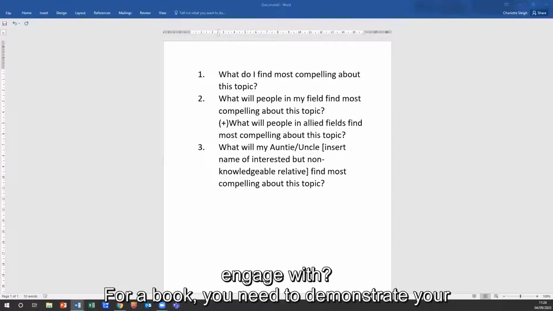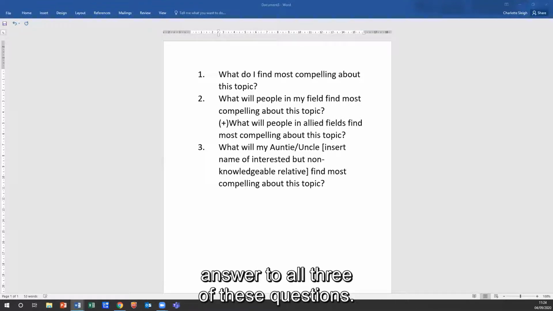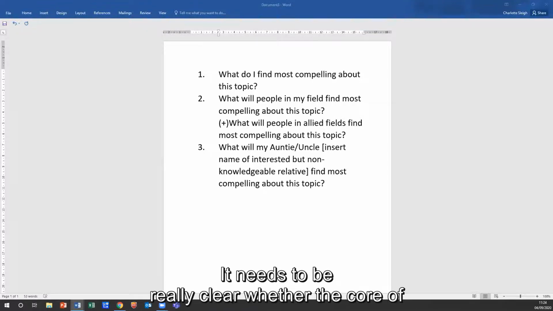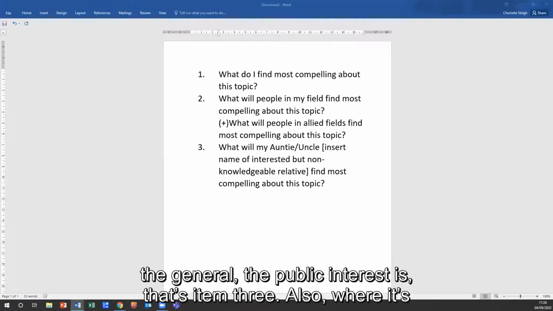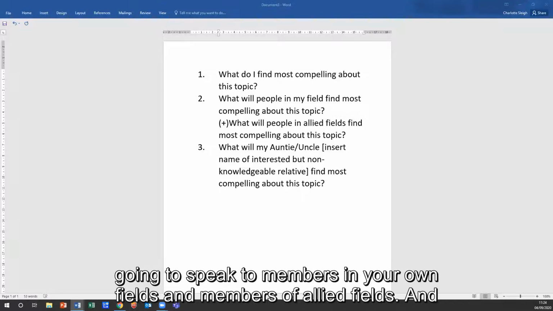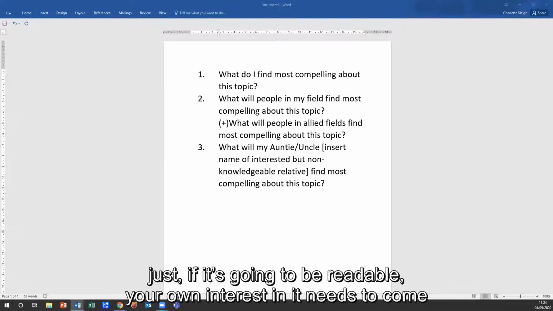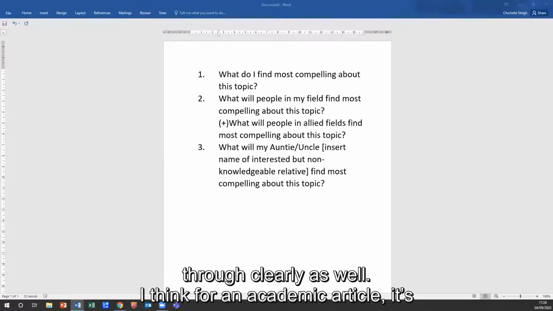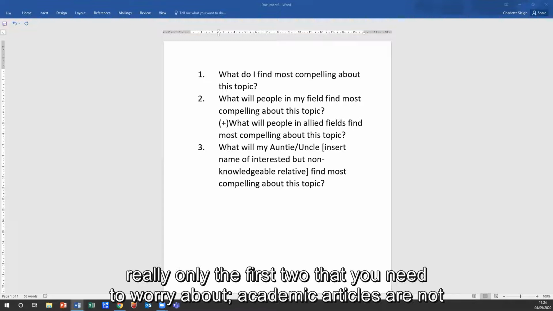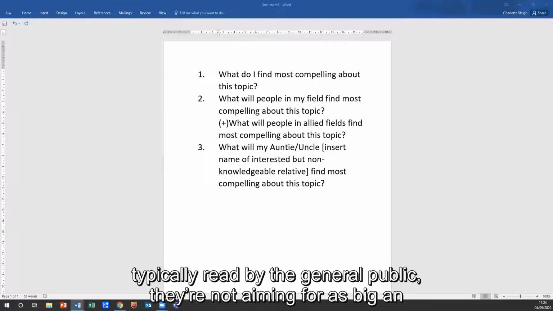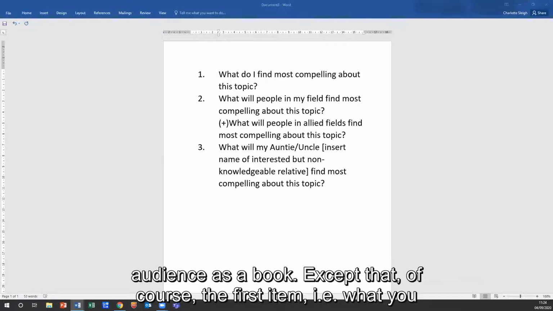For a book, you need to demonstrate your answer to all three of these questions. It needs to be really clear where the core of the general, the public interest is, that's item 3. Also, where it's going to speak to members of your own field and members of allied fields, and just, if it's going to be readable, your own interest in it needs to come through clearly as well. I think for an academic article, it's really only the first two that you need to worry about. Academic articles are not typically read by the general public. They're not aiming for as big an audience as a book.